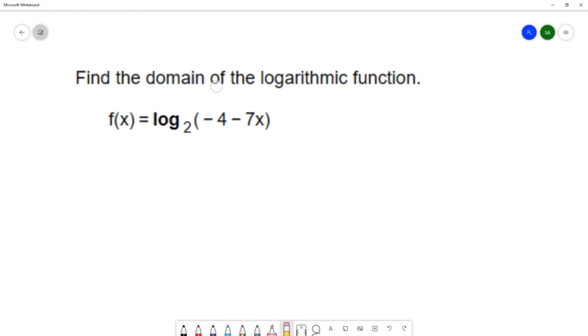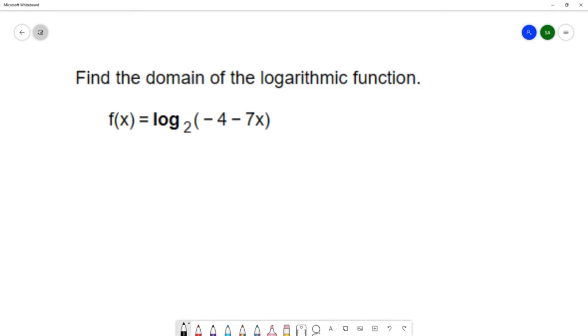Find the domain of the logarithmic function. The function we're working with is f of x equals log base 2 of -4 minus 7x. Now, logarithmic functions are defined only for positive values, which means that the expression inside of this logarithm must be positive in order for the log to be defined.